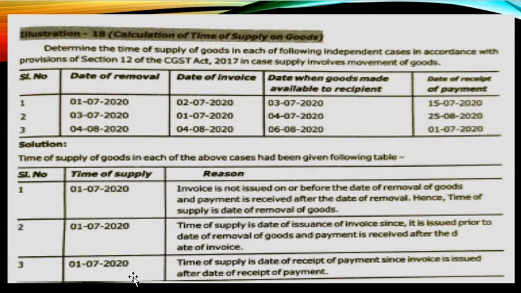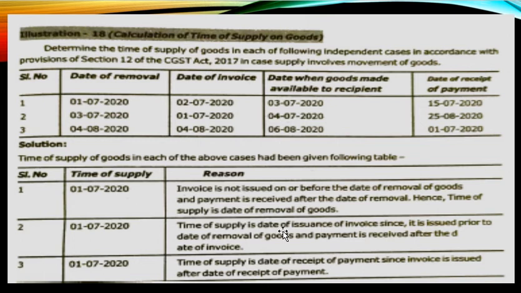The next case: date of removal is 3rd July 2020, date of invoice is 1st July 2020, and the date at which the goods were available to the buyer is 4th July 2020. Then the date of receipt of payment is 25th August 2020. In this scenario, date of invoice is earlier, so we will be taking 1st July 2020.